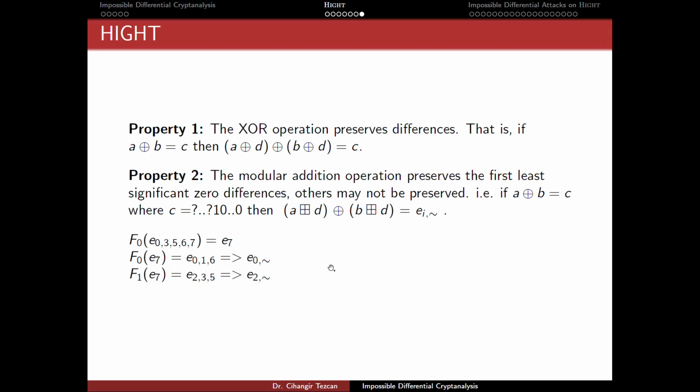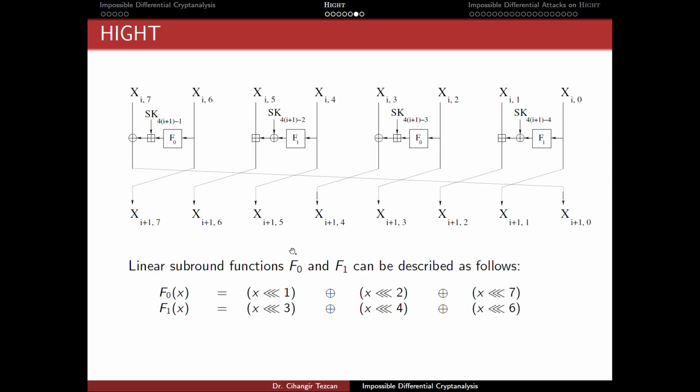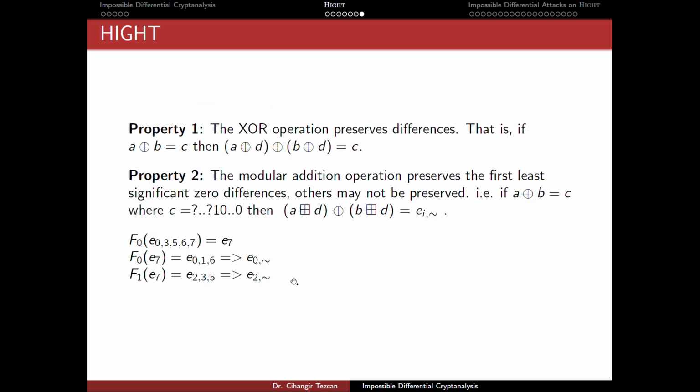And we also observe something. If you put this input to F0, you end up with E7, and it is easy to see. Go back to the definition of F0, since it is the rotation and XOR of X's. You can easily check that if you put this as an input to F0, the output will be E7.